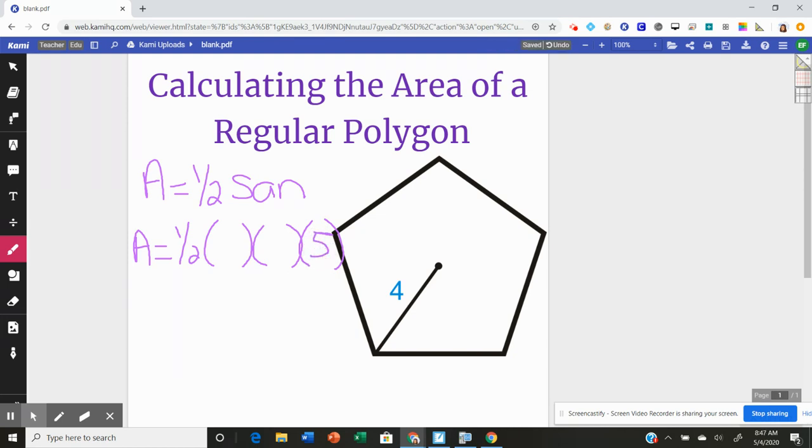The 4 here is again called your radius. It goes out from the center of the circle out to one of those corners. So we do need to figure out the length of the apothem. We have to figure out our side length. So we talked about doing this a couple of different ways last class. First thing I'm going to do is draw on that altitude, right?